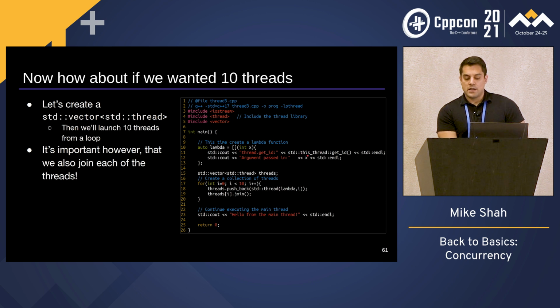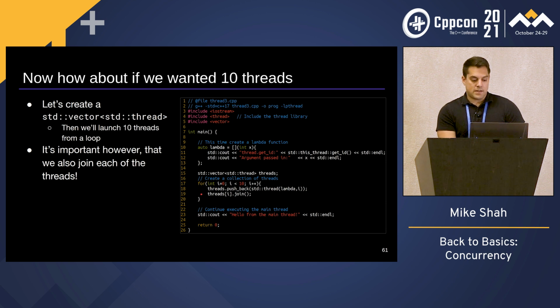So std::this_thread::get_id. That's how we'll know which thread is actually executing. It's some sort of identifier. And then the argument passed in, whatever x happens to be. Here at line 15, I have a vector of threads, so I can collect all of my threads in one place. That's what I'm going to do in this loop, looping through 10 items, pushing in each of the threads that I create. And then I'm going to join the threads here.